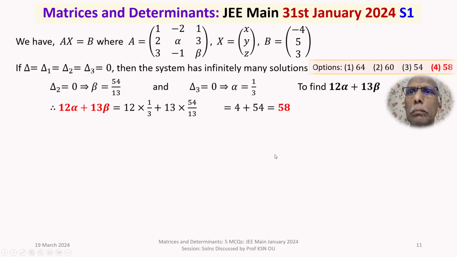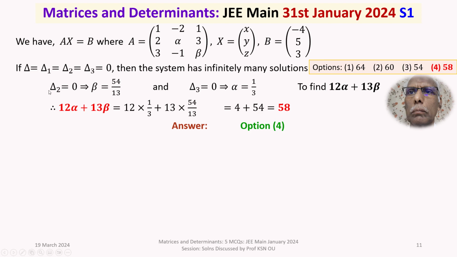Let's look at our options. So our answer 58 appears against option 4. Therefore, the answer to this question is option 4. That is the detailed discussion of the solution of this problem, and it is definitely an easy problem. I am sure that you have understood. But you see, you have to convince yourself.